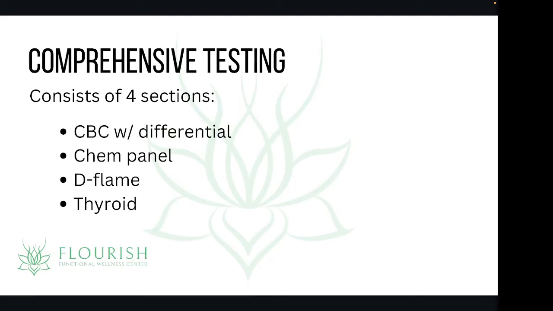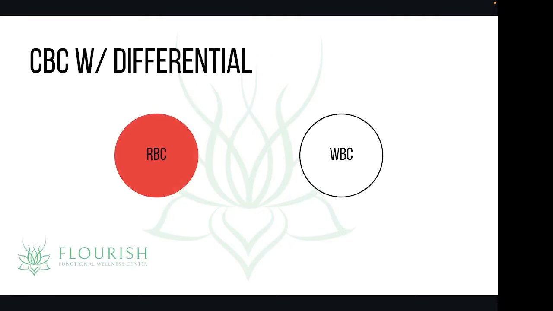It's the CBC, or complete blood count with differential, the chem, or metabolic panel, the deflame panel, and then the thyroid panel. The CBC with differential covers your red blood cell count, as well as some other markers that go with it that tell you about the size, shape, and hemoglobin concentration of those red blood cells. And then your white blood cells, it's going to give you an overall count of the total amount of white blood cells, as well as the count of the individual types.